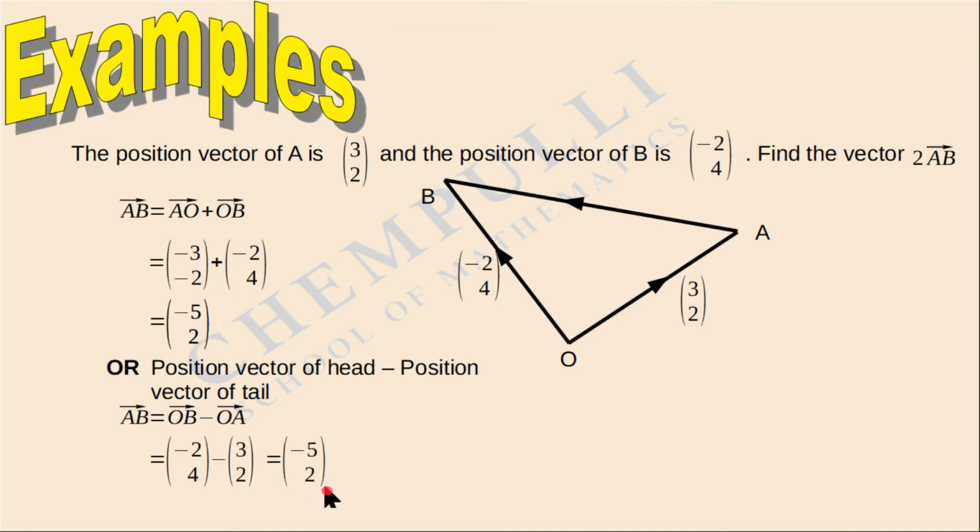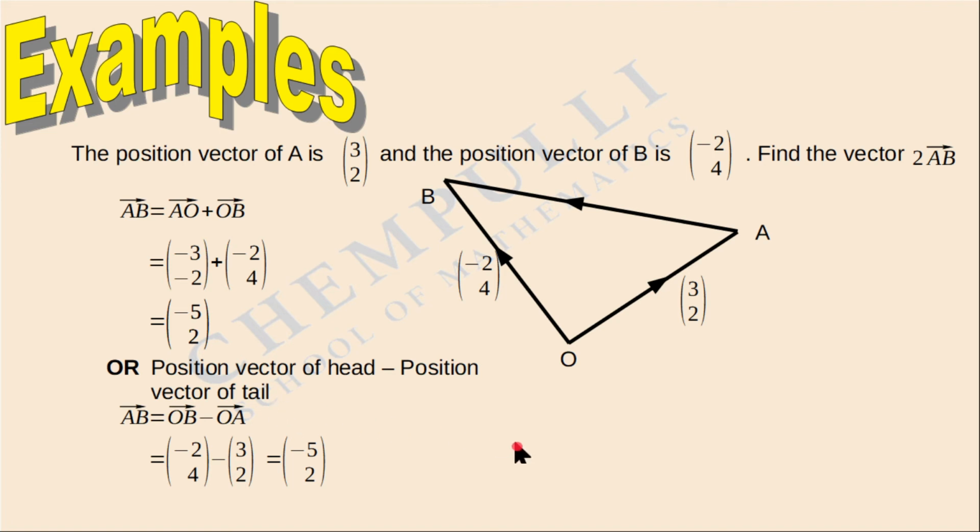Both answers are the same. If you know this method, there is no need to write this part. You can directly write the answer: vector AB is equal to the position vector of head, vector OB, minus the position vector of tail, vector OA. That is (-2, 4) minus (3, 2). This method is position vector of head minus position vector of tail.